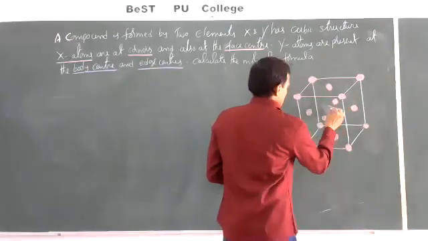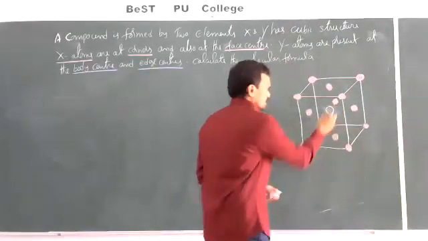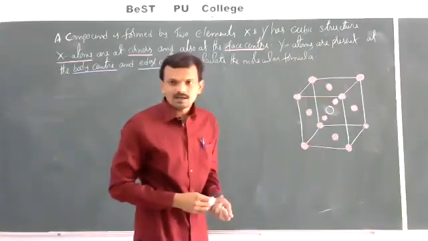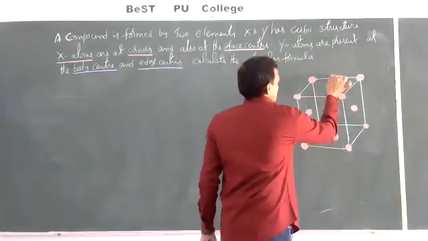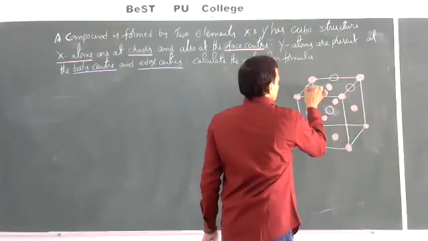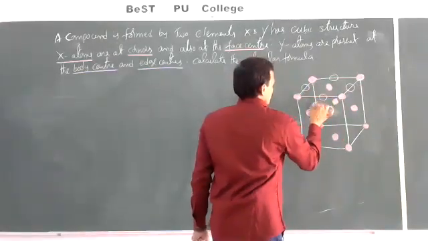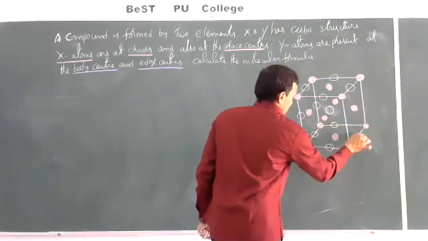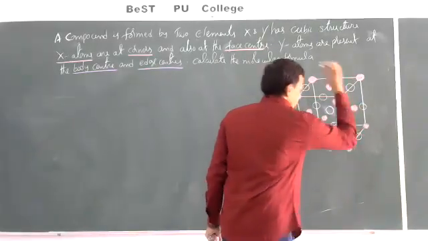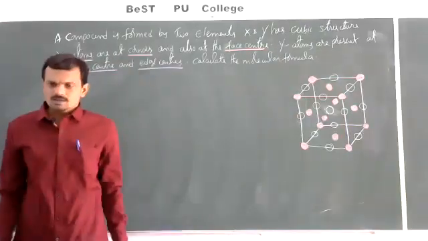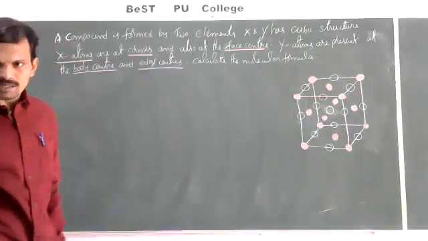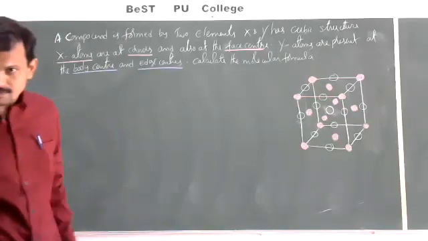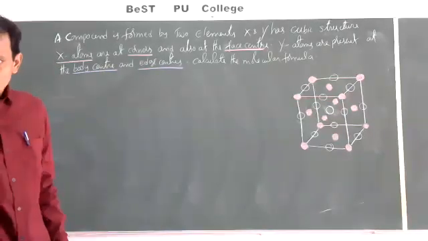Yes, I'll represent clearly. This is the body center, one body center, and 12 edge centers: 1, 2, 3, 4, 5, 6, 7, 8, 9, 10, 11, and 12. So one body center and 12 edge centers. This is the location of the particles as per the given question now.